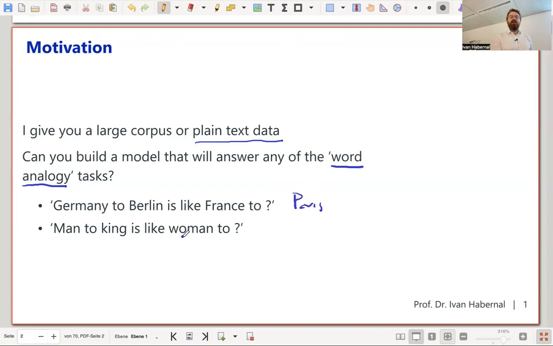Okay, and man to king is like woman to... queen, yeah, exactly. Can you build such a system that, given any of these analogy tasks, will be able to answer them? I mean, this is something where you already need to understand a little bit of meaning, a little bit of semantics of things, right?